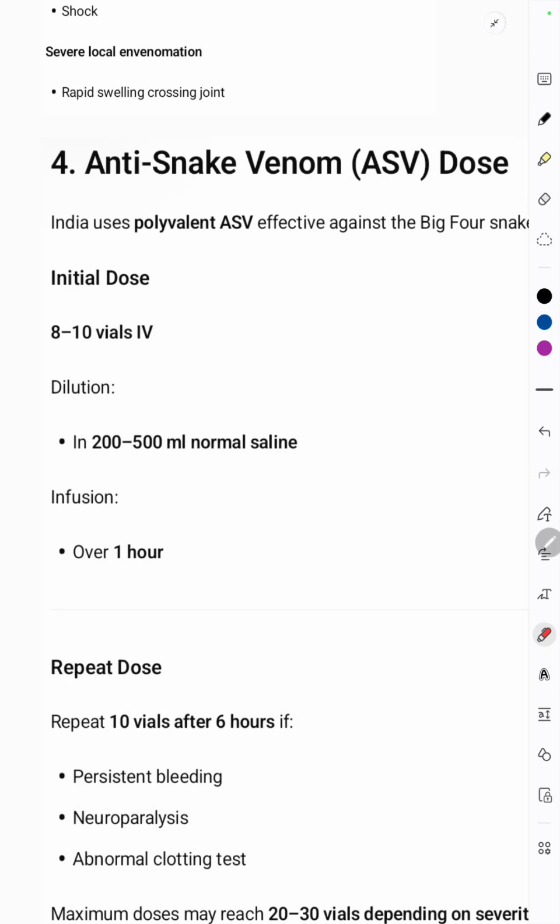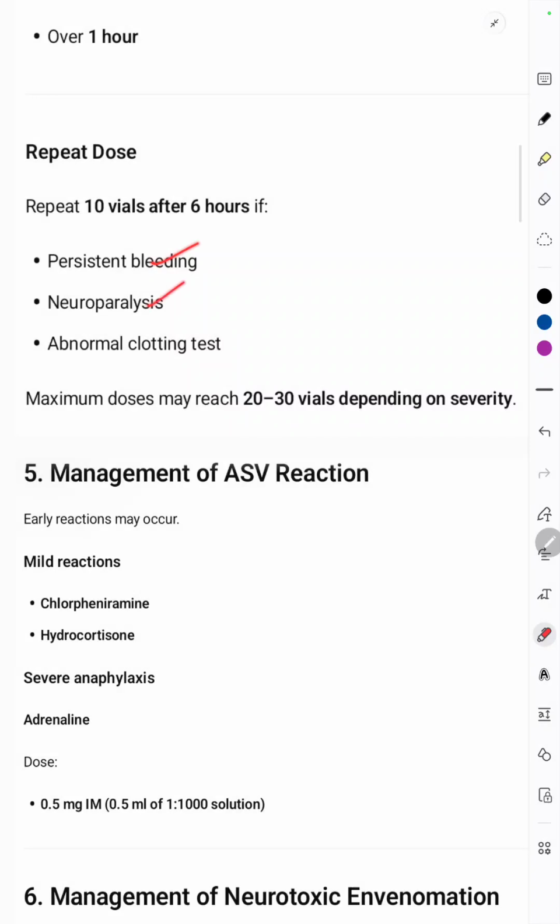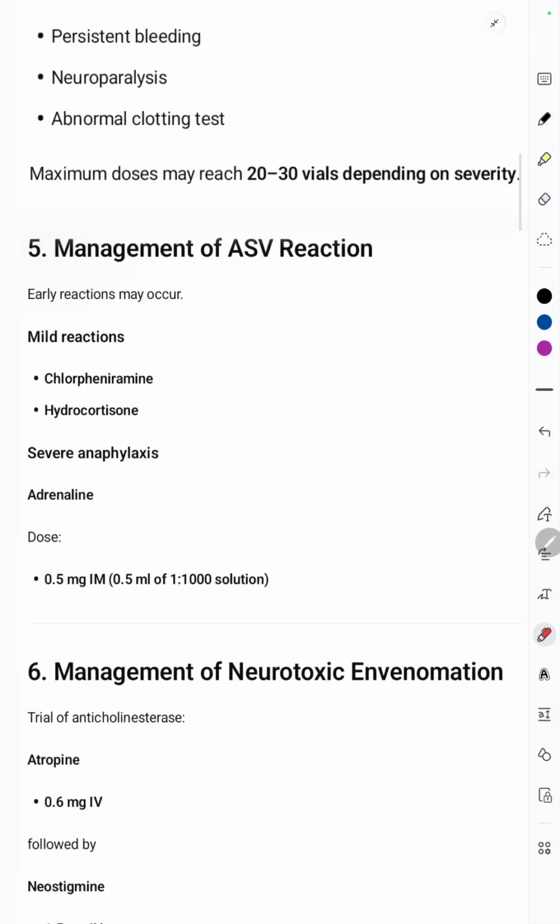So the ASV dose that is given is an initial dose of 5 vials if it is mild. If it is moderate, 10 vials are given, and if it is severe, 10 to 20 vials are given. And this should be given in 200 to 500 ml of normal saline over 1 hour. Repeat the dose if there is persistent bleeding, neuroparalysis, or abnormal WBCT.